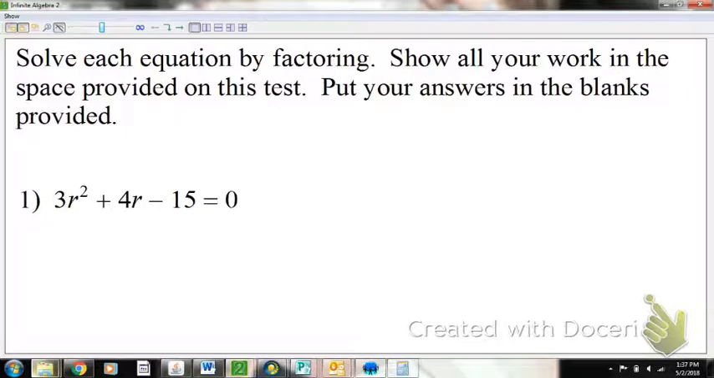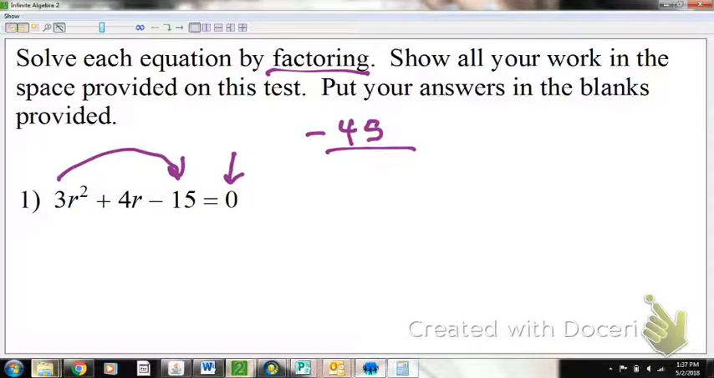Solve by factoring, we want to use the zero product property, so we first need to make sure that it's equal to 0, and when we are equal to 0 here, so we're good to start. We want to find the factors of negative 45 that add to be positive 4. Those are 9 and negative 5.